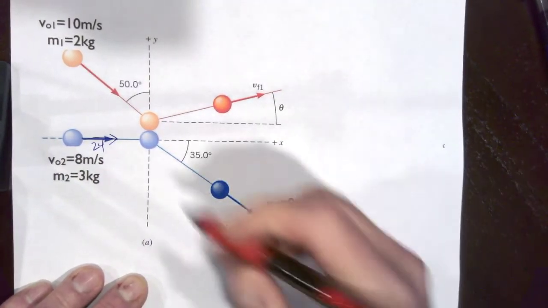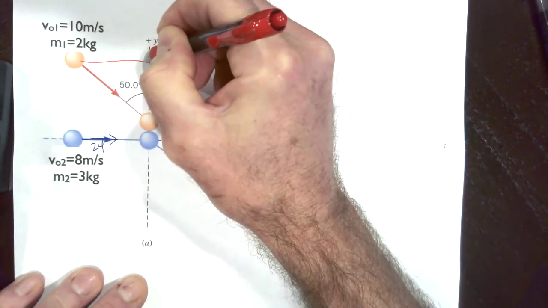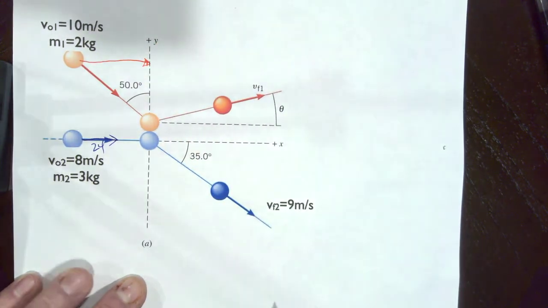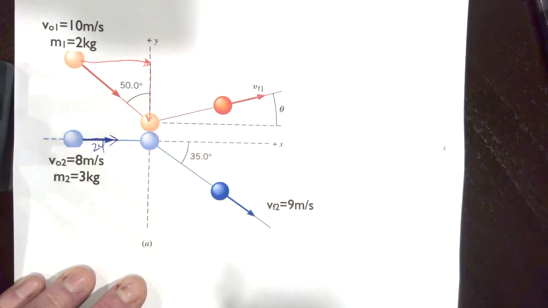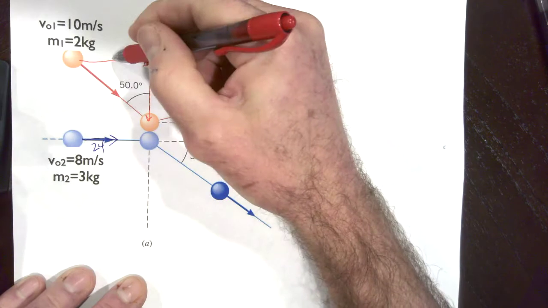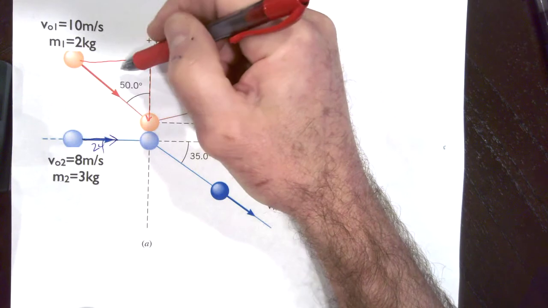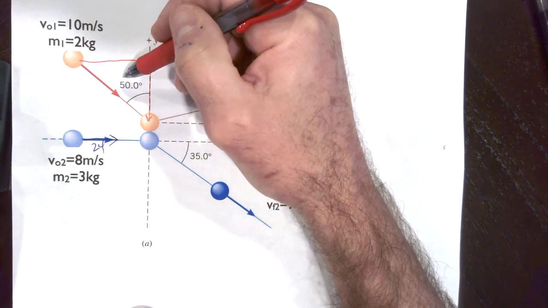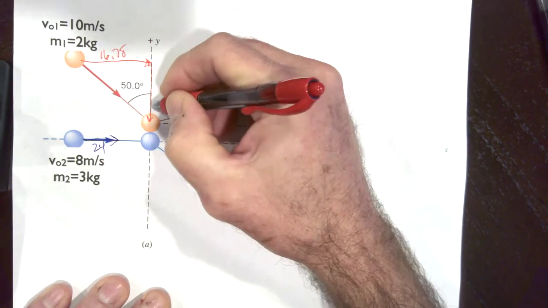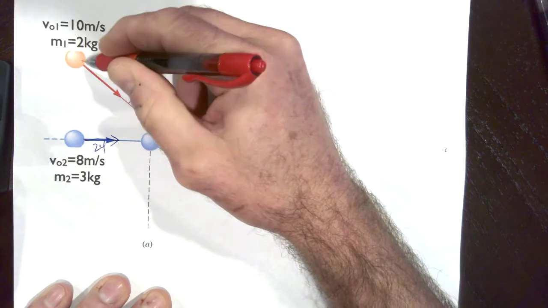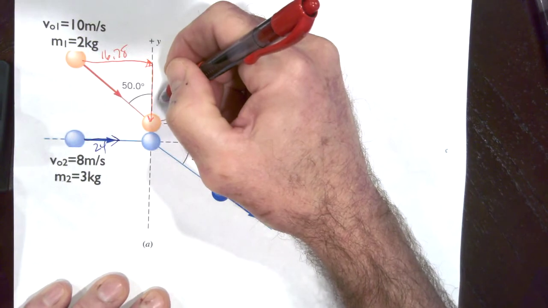We've got to take the red one and break that apart into how much of that momentum before the collision is on the x-axis and how much of that momentum before the collision is on the y-axis. So this is going to be MV, 20 sine 50, and that comes out to 16.78. And this one's going to be the entire momentum, 20 cosine 50, which comes out to 12.85.